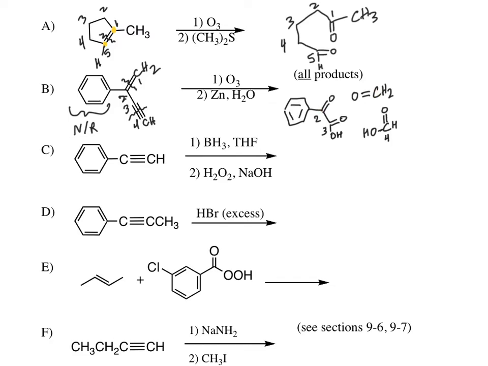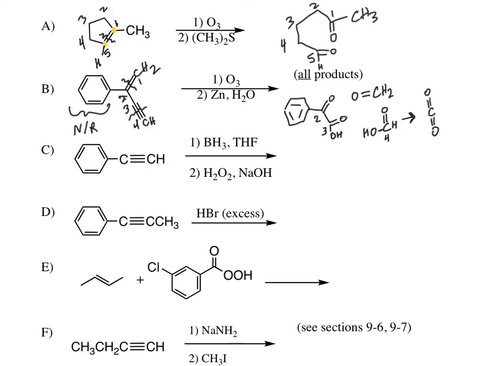Now, sometimes you'll see that when there is a 1 carbon product, it is called formic acid. Instead, this is going to continue oxidation in the ozonolysis conditions to give carbon dioxide. So we might see that product drawn either way.